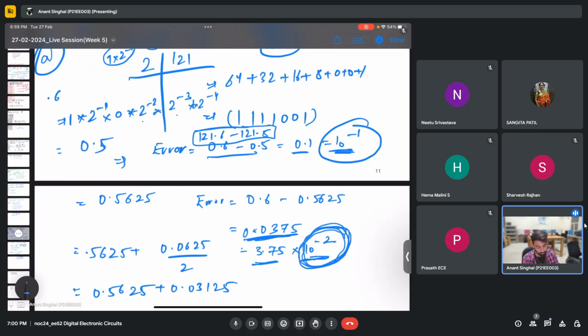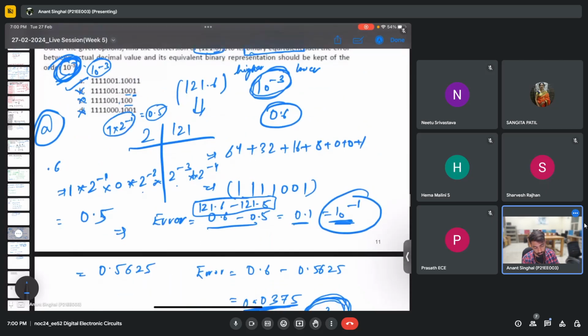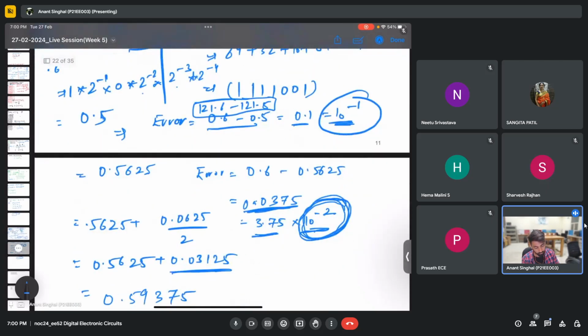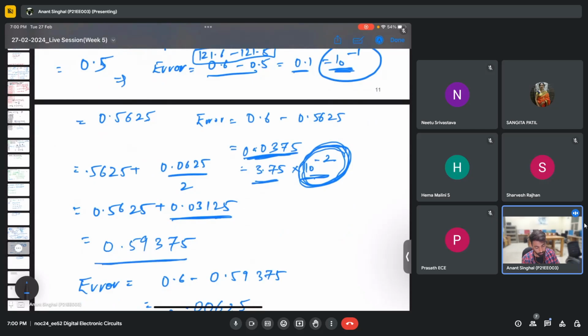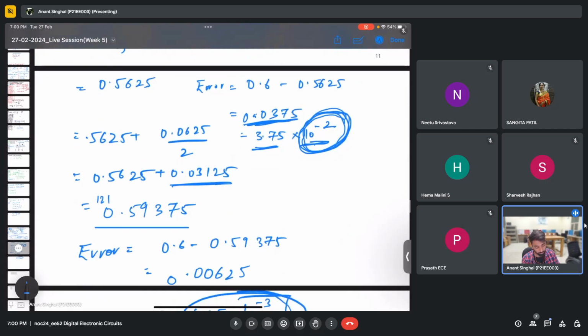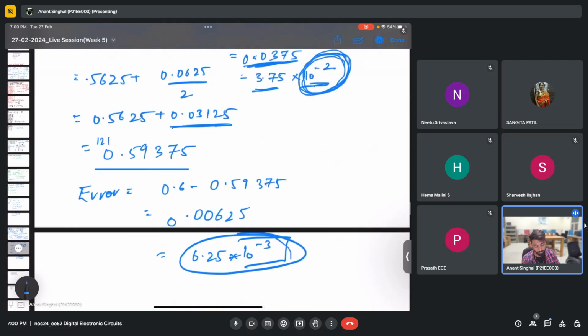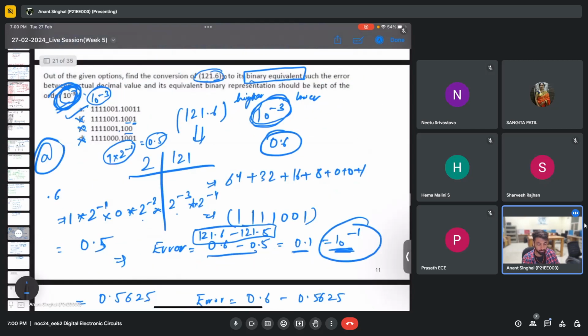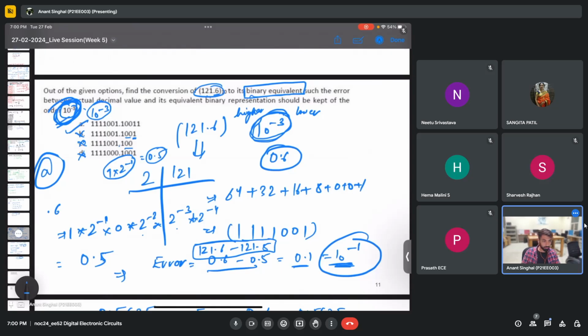So that is why I still went for one more option, that is option A, and I still add one more digit, which was giving me this final answer. I calculated the final error, and it came out to be 6.25 times 10 raised to power minus 3, which is in the order of 10 raised to power minus 3. So that is why I gave the answer as option A.